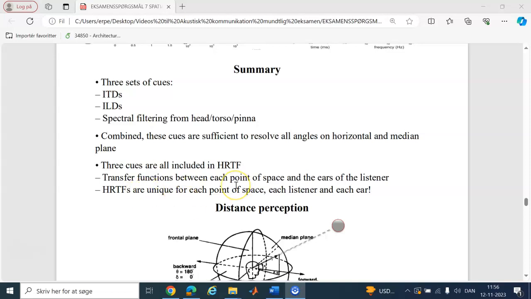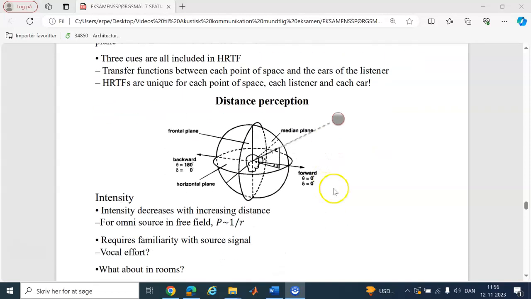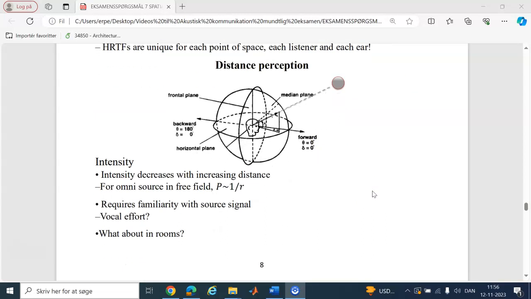Transfer functions between each point of space and the ears of the listener. Okay. A little bit difficult. Intensity decreases with increasing distance. For omnisource in the free field, intensity is only dependent on the radius distance. The power is inversely proportional to the distance r.